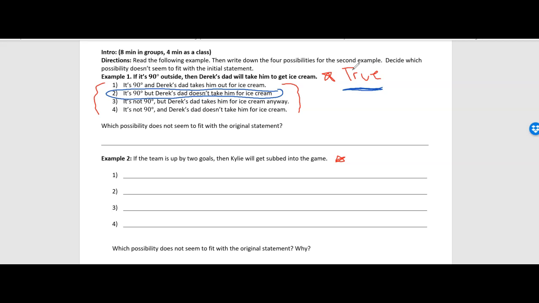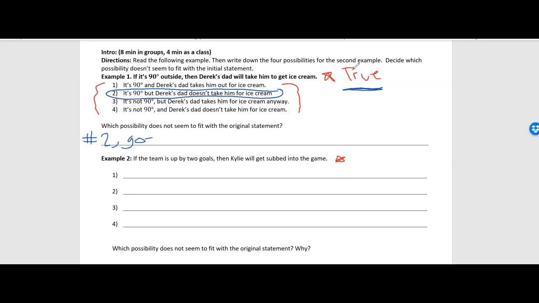Number 4 says it's not 90 degrees and Derek's dad doesn't take him for ice cream. Well, this is perfectly fine given our bold statement. The bold statement only says that if it's 90, he's going to definitely get ice cream. So if it's not 90, Derek's dad has no obligation to go get him ice cream. So each of those statements works except for number 2.